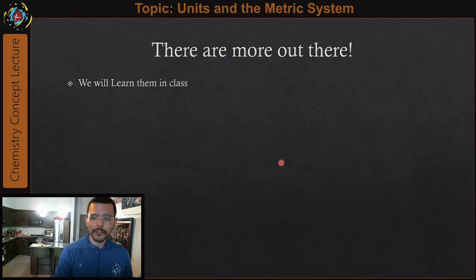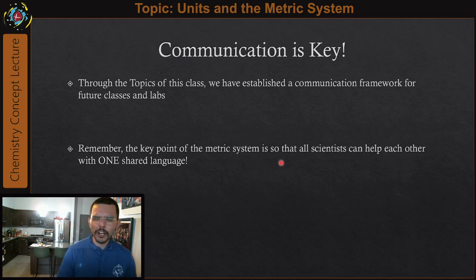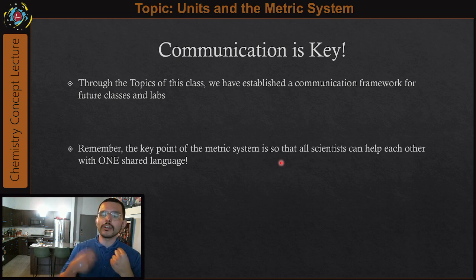There are more of them out there. We will learn more in class. Thank you. So, bring all that together. What's important about this topic? Throughout today, we have established a communication framework for future classes and labs. We have agreed that science needs very strong communication, and in order to do so, we are using the metric system. Why? Because the metric system allows us to have one set language that transcends cultures, peoples, and times, so that our measurements can always be understood and read by other people. Remember, the key point of the metric system is so that all scientists can help each other with one shared language.